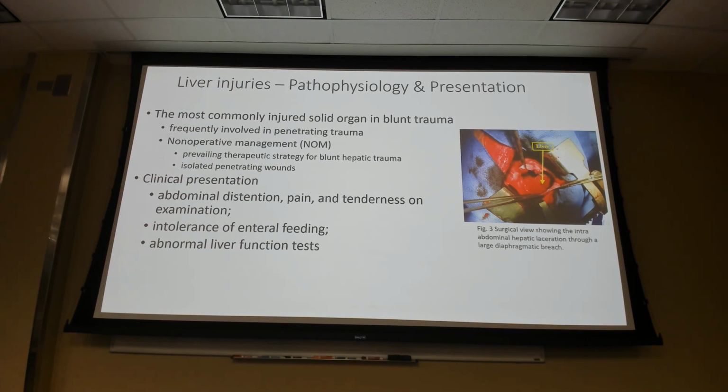So the liver is the most commonly injured solid organ in blunt trauma, and that's just because it takes up so much space in that area, and it's not completely protected by your ribs. So we do commonly see this in blunt trauma. It is the most commonly injured organ, but we don't do anything for it really, as long as it's not severe and the patient is stable.